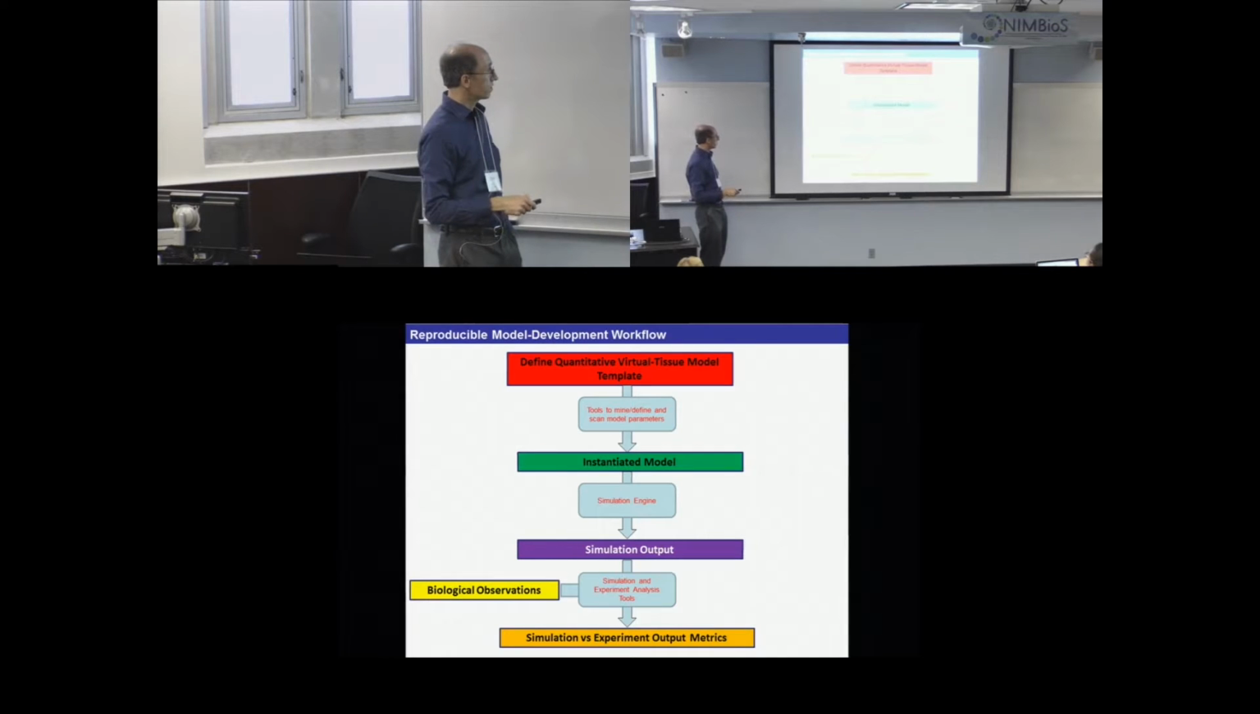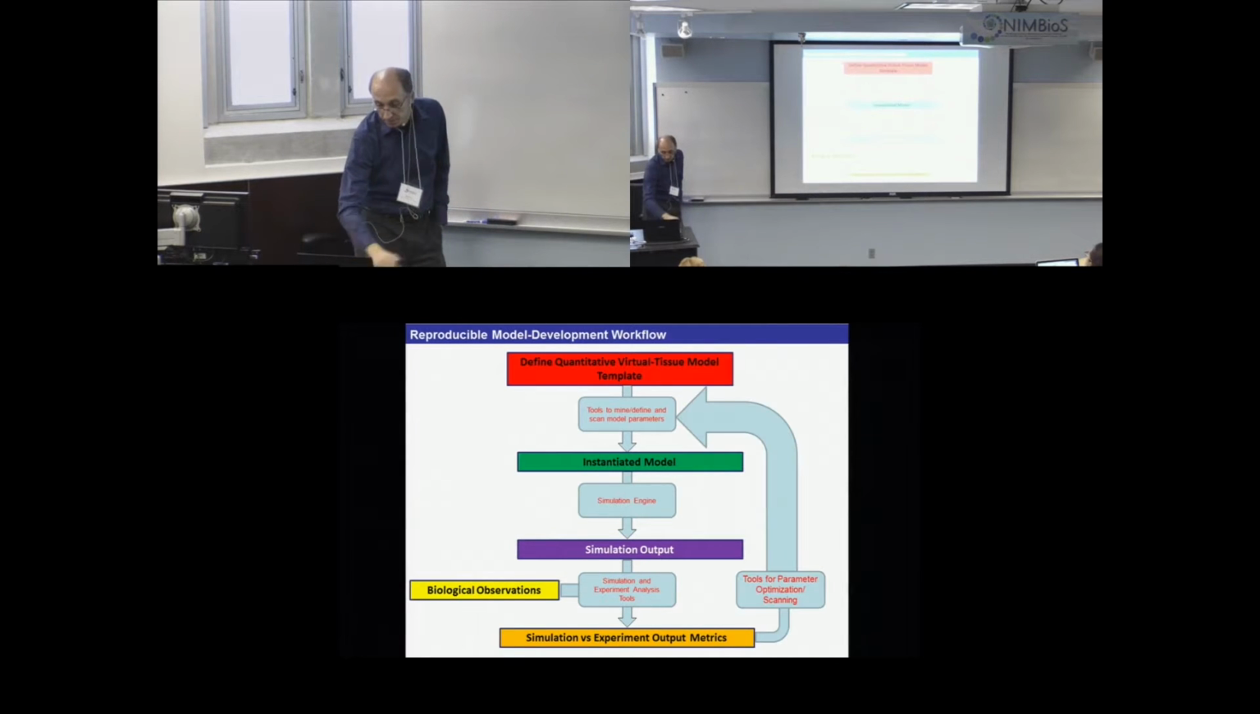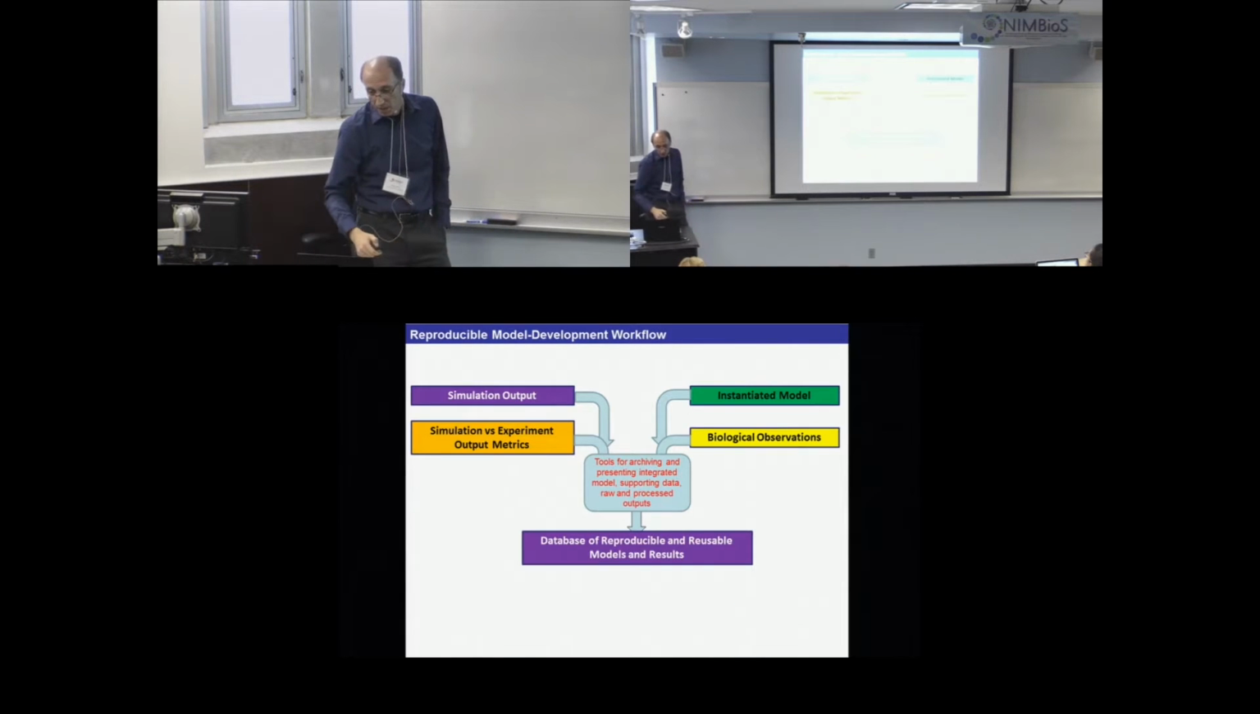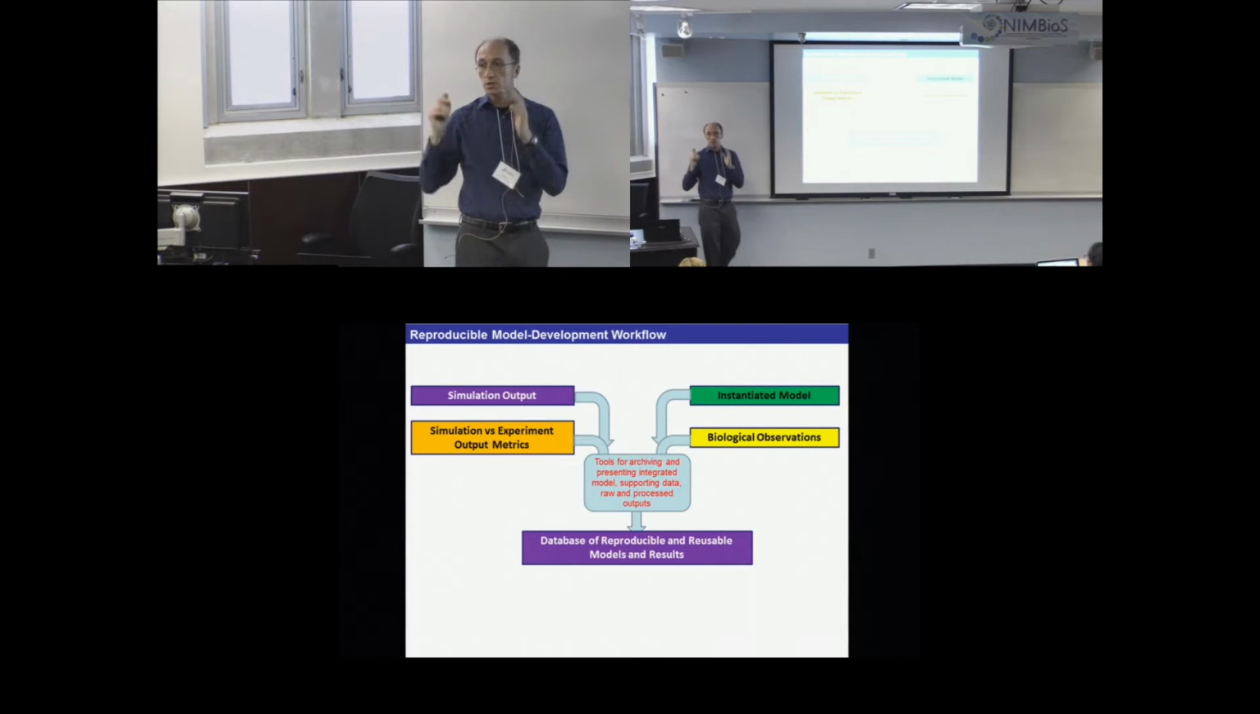Now we have simulation output. Once we have simulation output, which comes from our simulation engine, we can compare it to biological observations and either refine our model or generate knowledge at this point. And that's what this slide represents. So in a sense, the whole idea is that by gathering simulation output, the instantiated model, and biological observations, if we can archive it somehow, we'll have the entire workflow stored and ready to be reproduced by other teams.